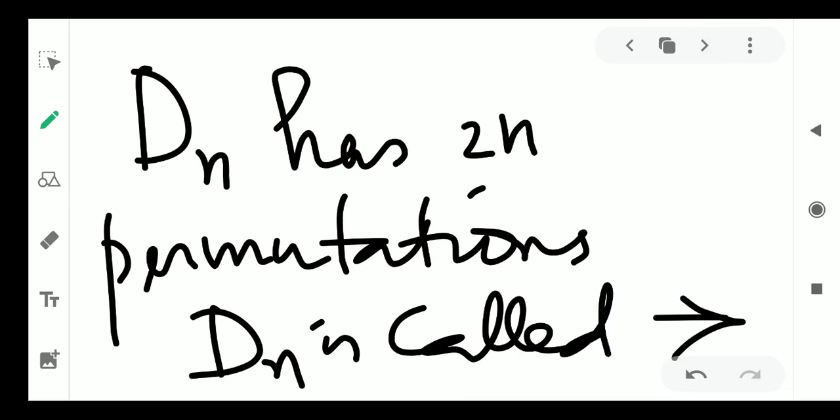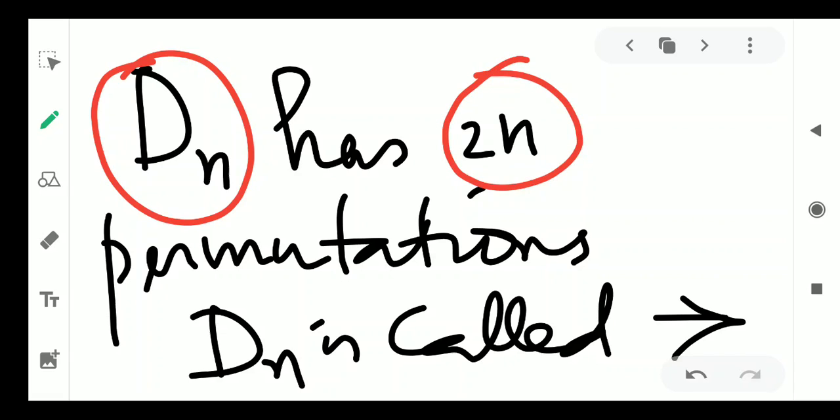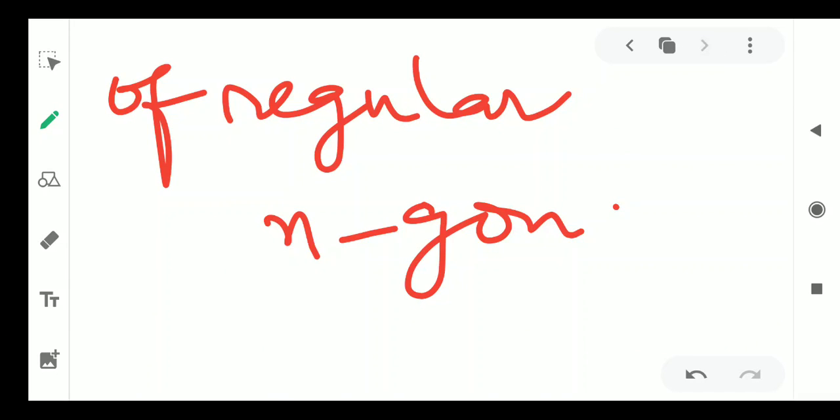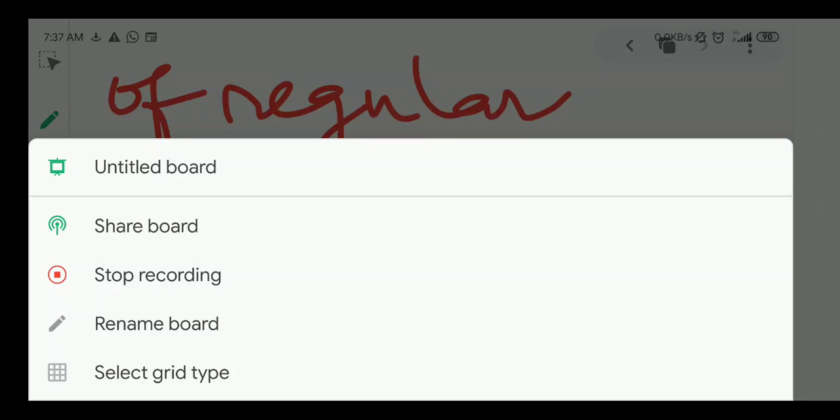Generally, you can talk about Dn. This is called the dihedral group of symmetries of a regular n-gon, which will have 2n permutations, and that is called the dihedral group of order 2n, dealing with the symmetry group of regular n-gons. So today this is enough. We will have more discussions about subgroups and all in the next class.